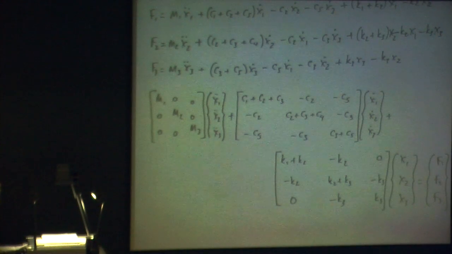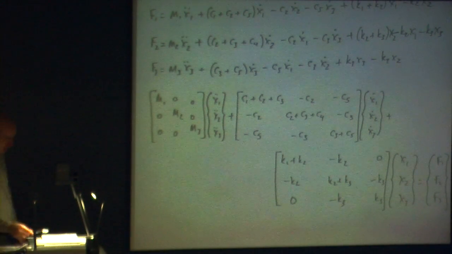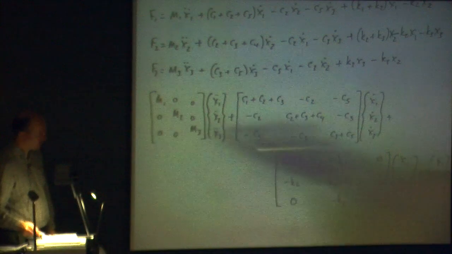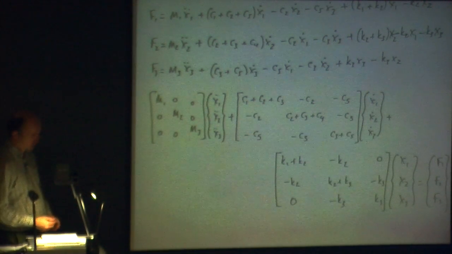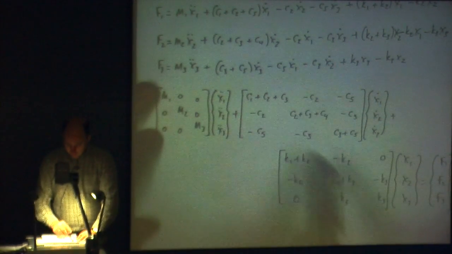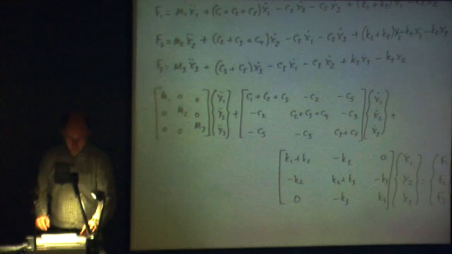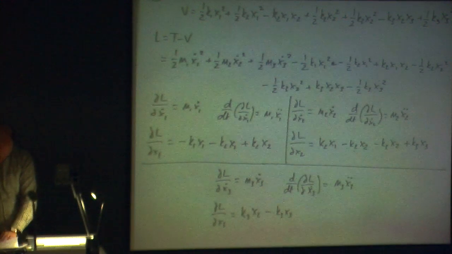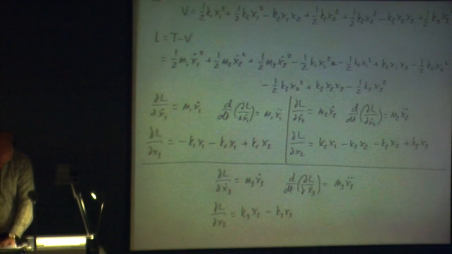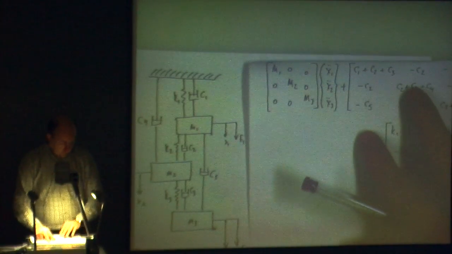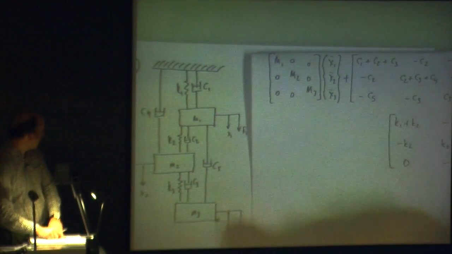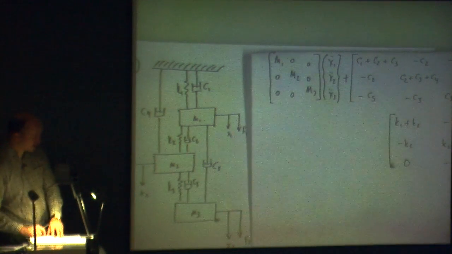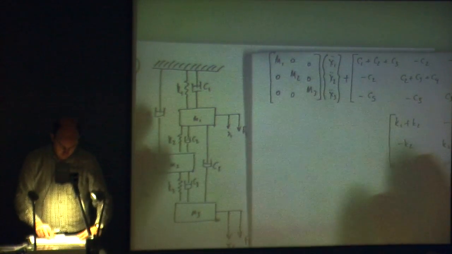So, by taking those three equations, you can actually write them in matrix form because they're linear. And these matrices are exactly what you find using the quick method. If we go back to the diagram and fold this over, my mass matrix is simply my three masses times their accelerations. So M1, M2, M3 in a diagonal matrix.